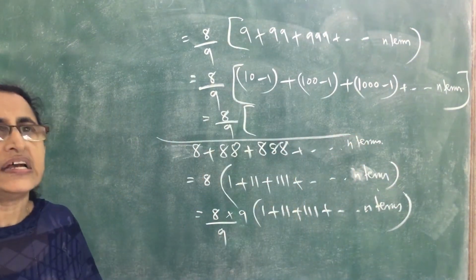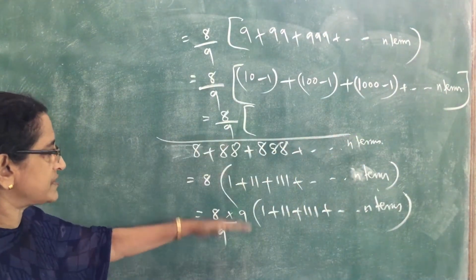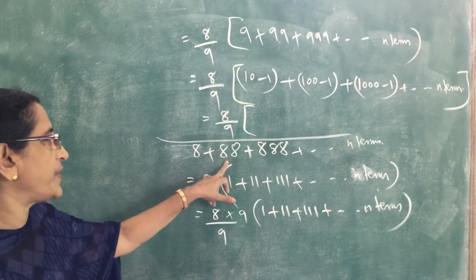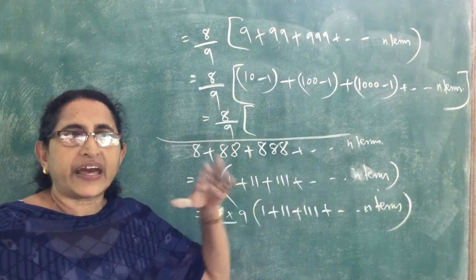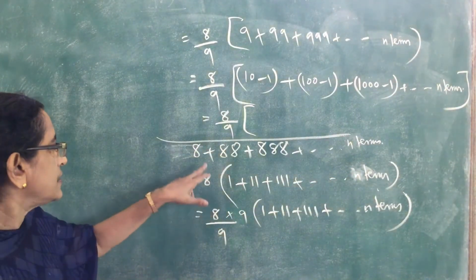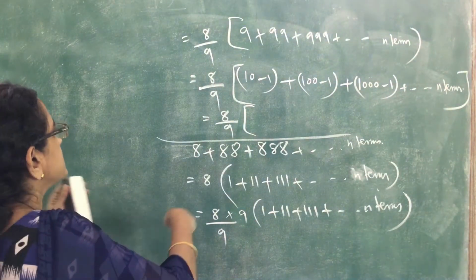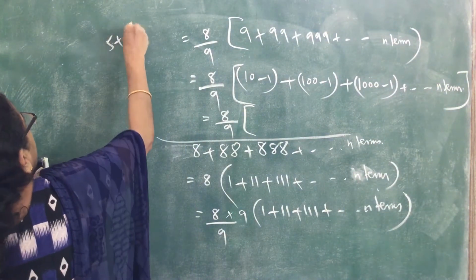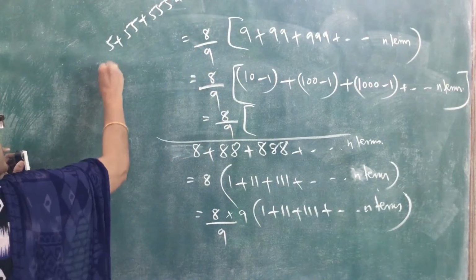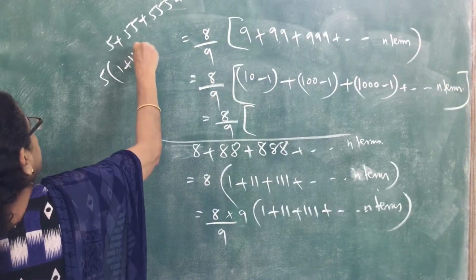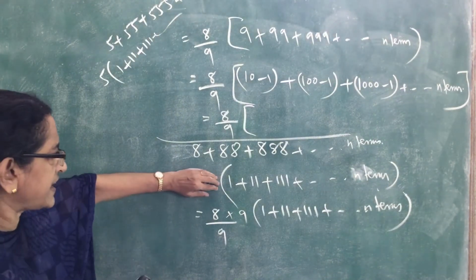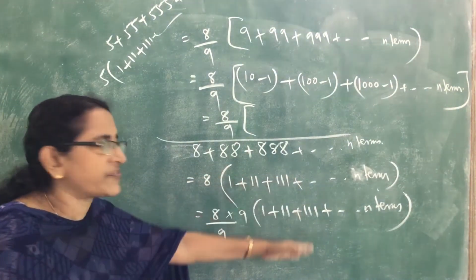Before that, you understand, all questions of the same type, the same method we are following. Suppose we want to find 5 plus 55 plus 555 plus etc. Then also what do we do? Then we have to take 5 as a common factor. So if you take 5 common, 5 into 1 plus 11 plus 111 plus etc. At this step we get the same terms.